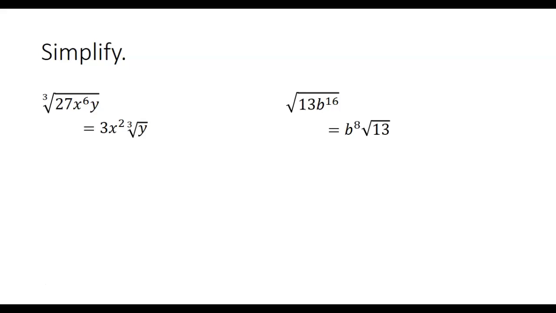But the square root of b to the 16th power is b to the 8th power. So we've got the square root of b to the 16th, which is b to the 8th, times the square root of 13, which has to stay the square root of 13.